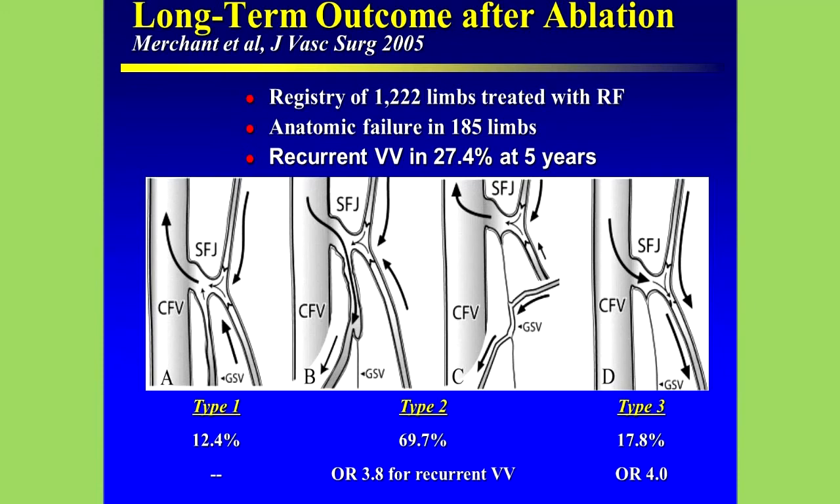And it's important to note that the vast majority of the limbs did not complete 5 years of follow-up. But in these 1,200 patients, they had anatomic failures in 185 limbs, that is ultrasound-defined failures, and recurrent varicose veins in about 27% at 5 years. I think most importantly is to look at the patterns of recurrence that this series laid out.